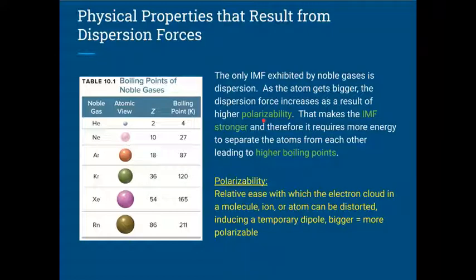So it depends on the polarizability, and polarizability is just related to size. The bigger it is, the more polarizable it is. So if you need to check back at that atomic radii trend, that'll help you figure out what's more polarizable and therefore what will have a higher boiling point.